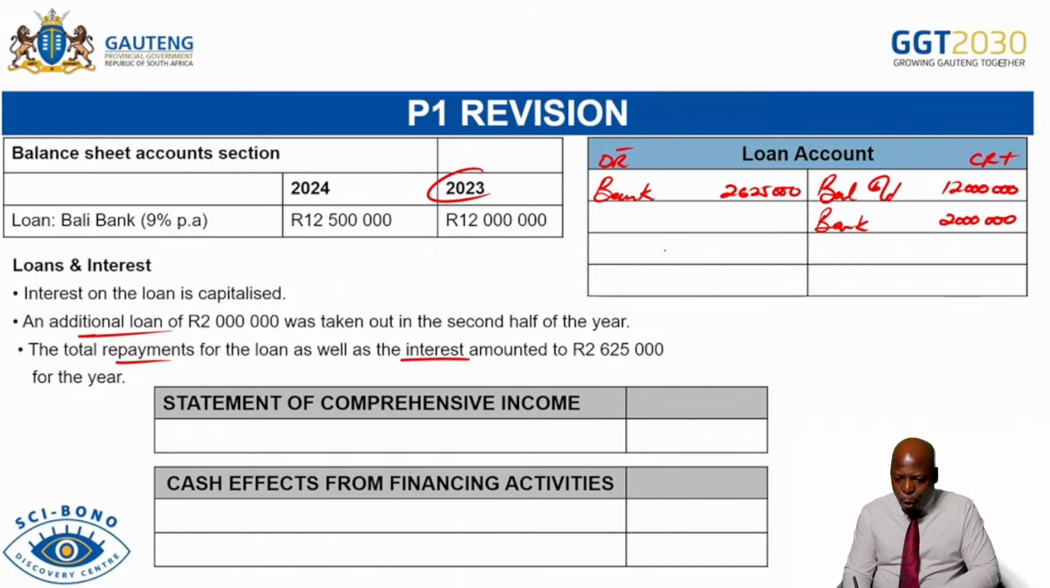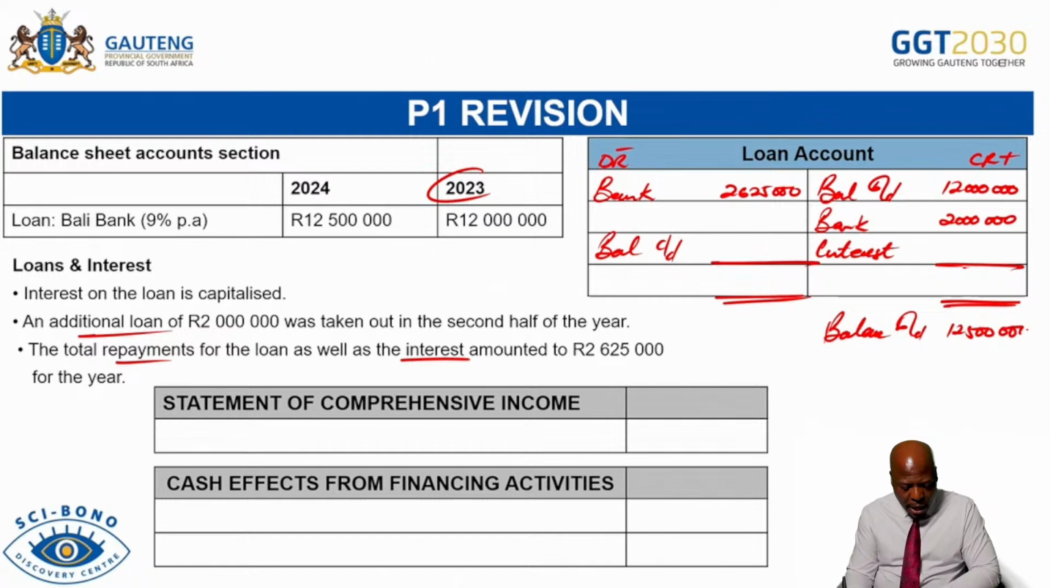And then I'm now going to have my interest here, because that's what we're looking for, the interest. That is what we're looking for. All right. So then I'm now going to have my balance carry down, which has to become my balance brought down. And that is going to be my 12.5 million over there. Okay, so here it's going to be 12.5 million as well.